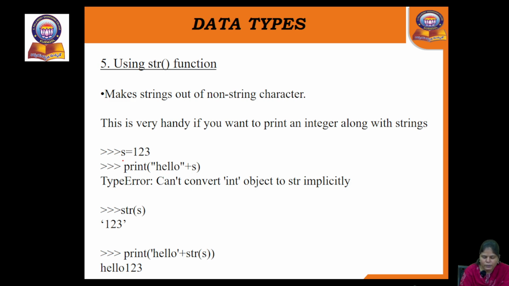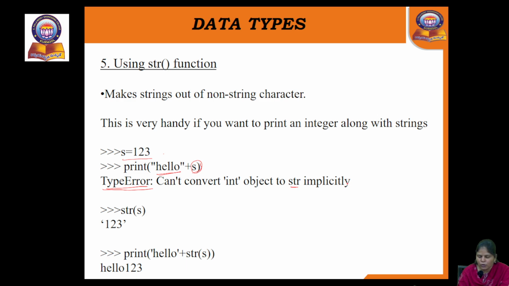Say for example, I have considered s equal to 123. Now print hello plus s, that means I am concatenating this particular string. What is this s? It is an integer. So hello, the string, is concatenated with the integer, so it is not allowed, and it gives an error called a type error. This is a runtime exception saying that it cannot convert integer object to string, that means an integer cannot be converted to a string.